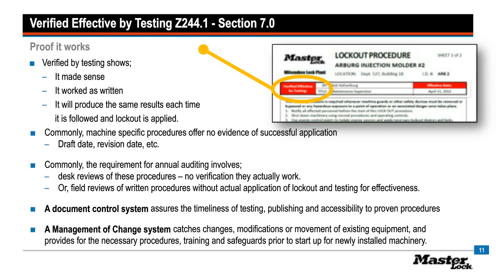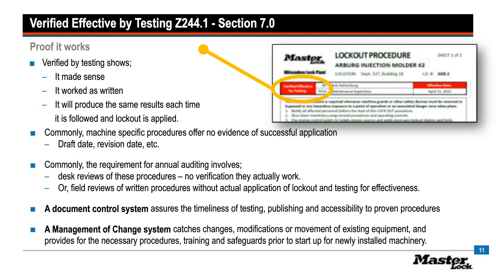Verified effective by testing says somebody went out the first time this procedure became available, and they applied that machine and made that judgment, and if it did not meet expectations at the end user level, it is then upgraded and improved until by testing, it is proven to be an effective procedure. A document control system is really important in this regard.